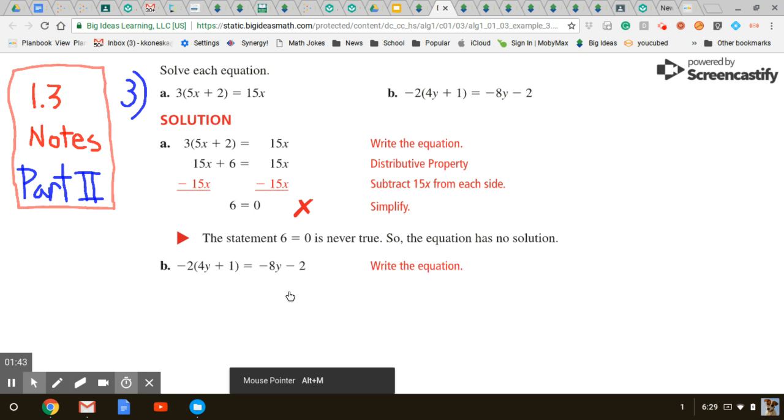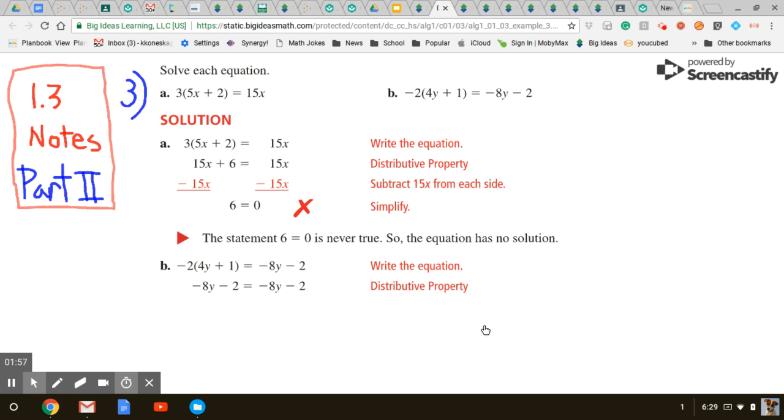Now, on to part B. For part B, we have negative 2 times the quantity 4y plus 1 equals negative 8y minus 2. So we're going to use the distributive property again. After we rewrite the equation, we get negative 8y minus 2 equals negative 8y minus 2.